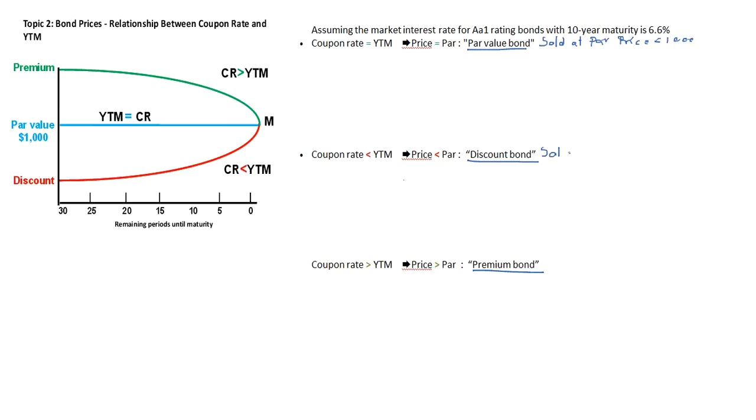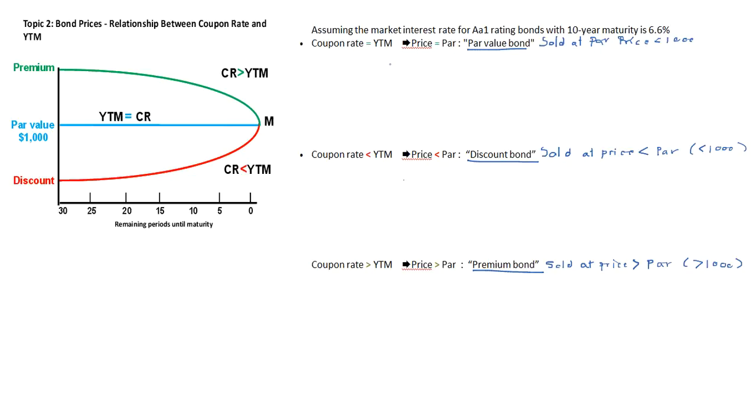Discount bond is the bond that will be sold at price less than par. So it'll be any price that less than $1,000. Last one, premium bond will be bond that sold at price that greater than par, which would be any price that greater than 1,000.